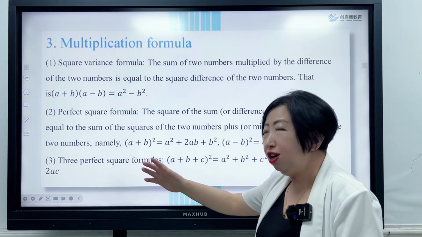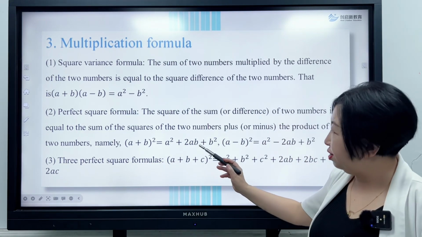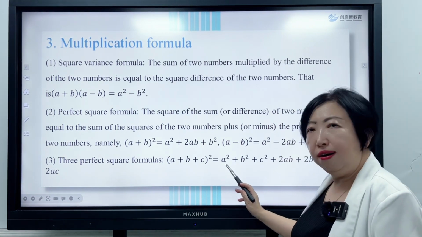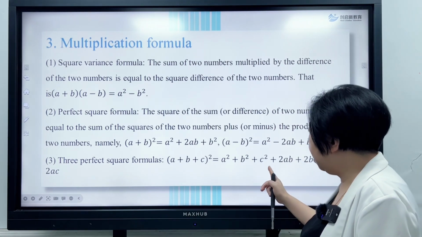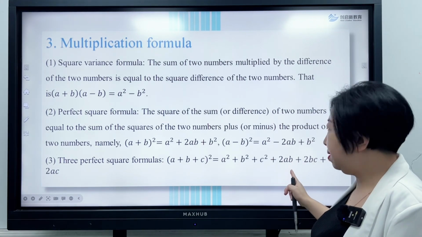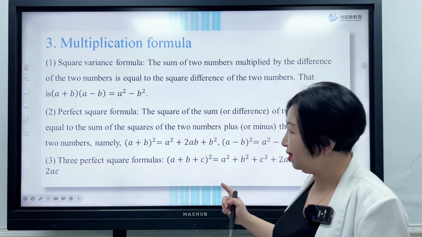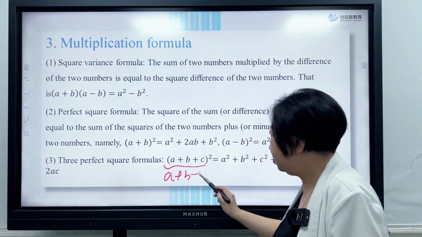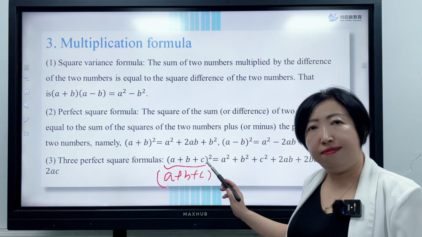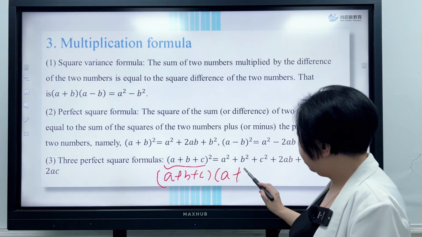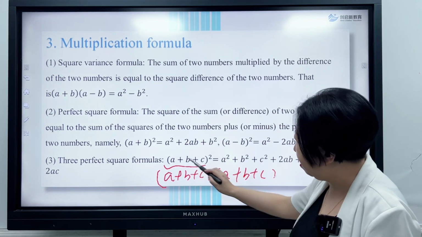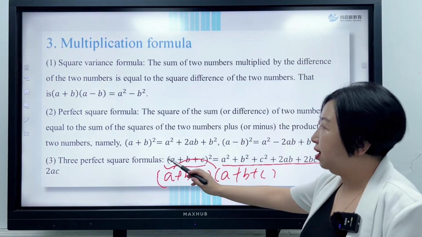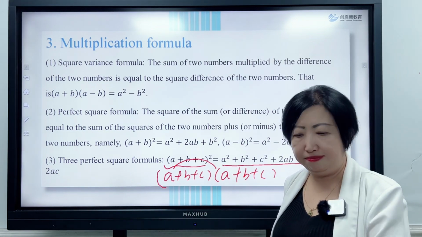The third, the three-term perfect square formula. The square of the sum of a, b and c equals a squared plus b squared plus c squared, plus 2ab plus 2bc plus 2ac. My friends, you can have a try yourself. Multiply a plus b plus c by a plus b plus c, one term by one. It, of course, gives the three-term perfect square formula.